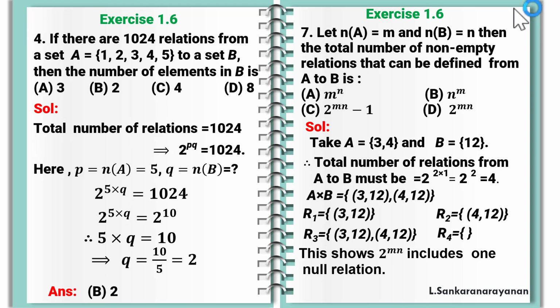But what is the question? Total number of non-empty relations. Total number of non-empty relations. So, what will be the answer? Definitely answer C, 2 power mn minus 1.